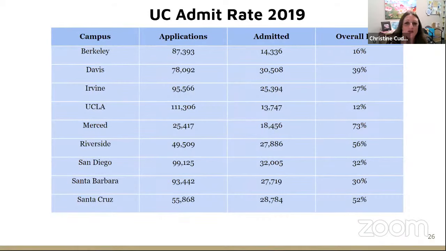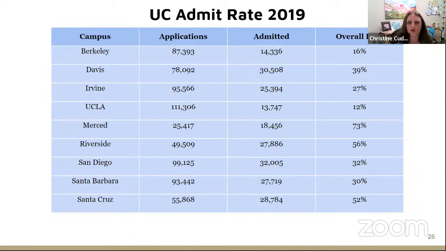They're reviewing more and more applications every year. And while a percentage like 12% sounds great, there are only 13,000 students getting in, and that's students from all over the country. That's not just students from San Diego, from Poway Unified, from Westview. So they need a wide variety of students that they're accepting.